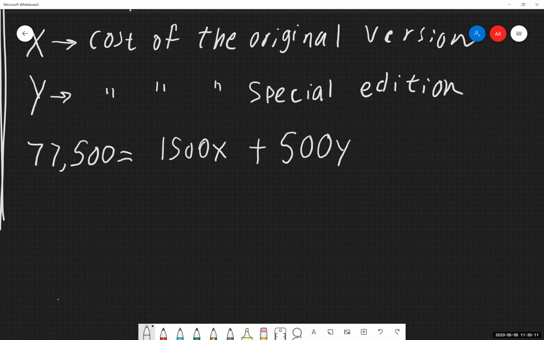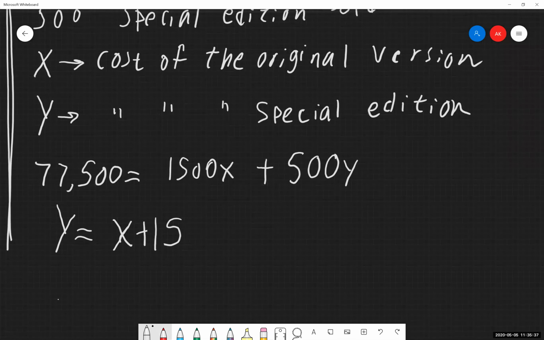So setting that up as an equation, it's going to be y equals, I'm saying, what is the cost of the special edition? It's $15 more than the original version. So if I know what the original version is, I'm adding 15 to that. And that is going to tell me the cost of the special edition.